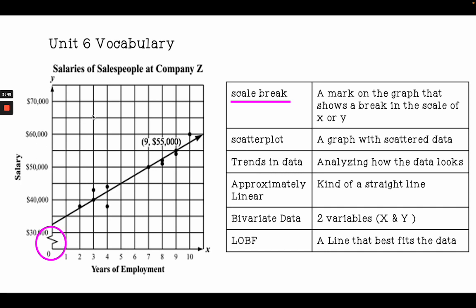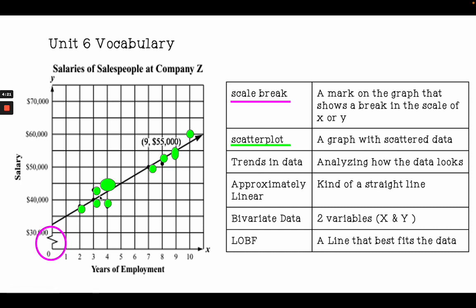Okay, our next color, pick up your next highlighter color to highlight scatter plot. And a scatter plot is a graph with scattered data. So as I'm looking at this graph here, all of these points are scattered data. So take your highlighter and let's just highlight all of these points here on the graph. So we have 1, 2, 3, 4, 5, 6, 7, 8, 9, 10, 11.